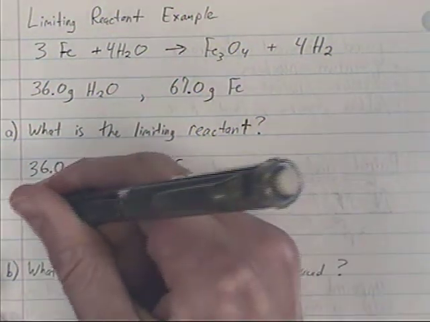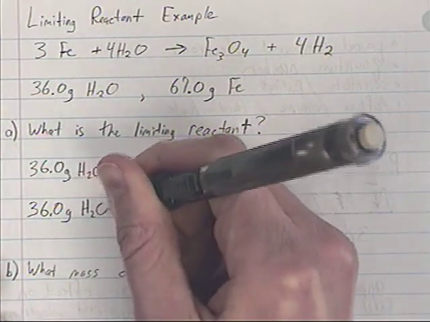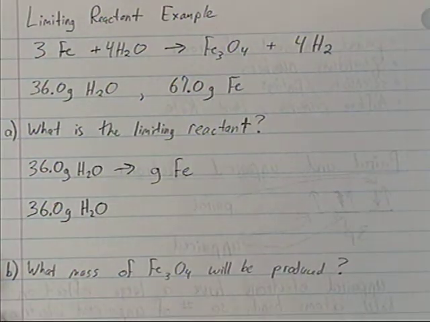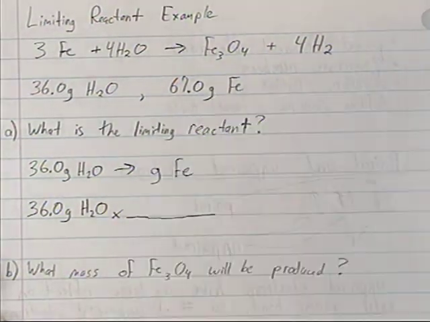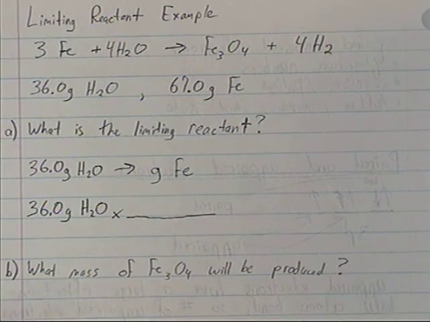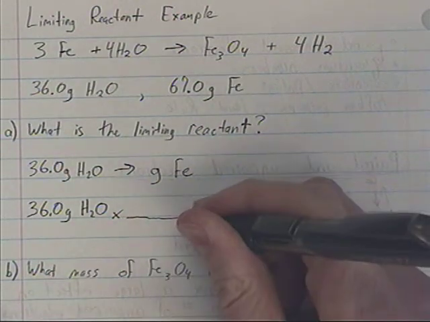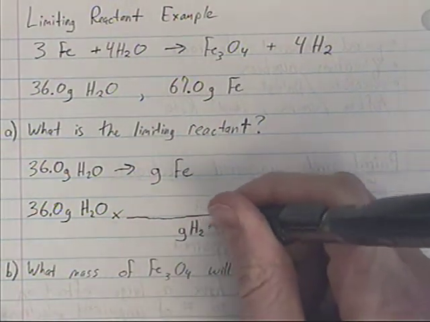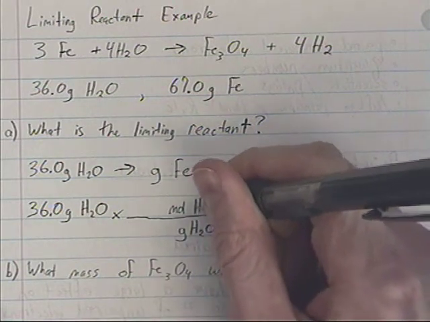So we set this up as a dimensional analysis problem. 36.0 grams of H2O is our given information, so we write that first, times, and then we'll have some fraction. We need to convert from grams of water to moles. Right now I have grams of H2O up on top. I want that to cancel, so I'll put that on the bottom, and I want to go to moles of H2O.